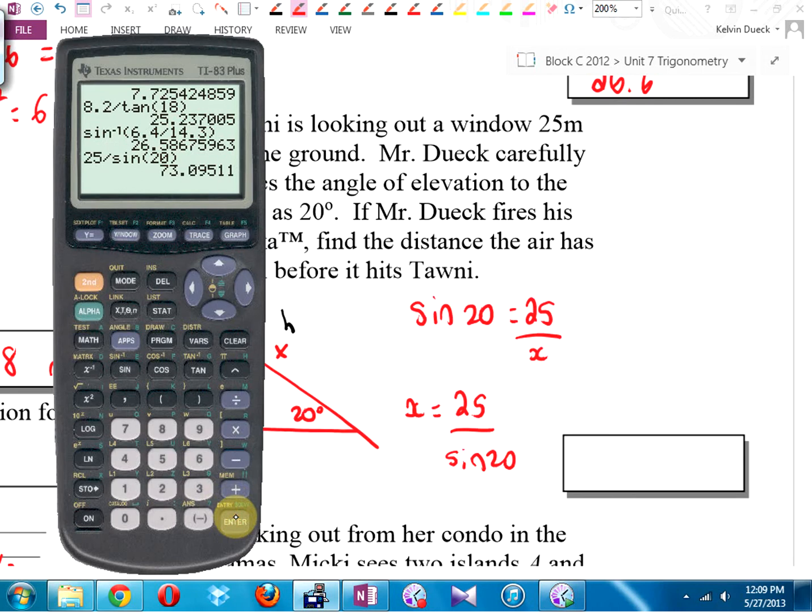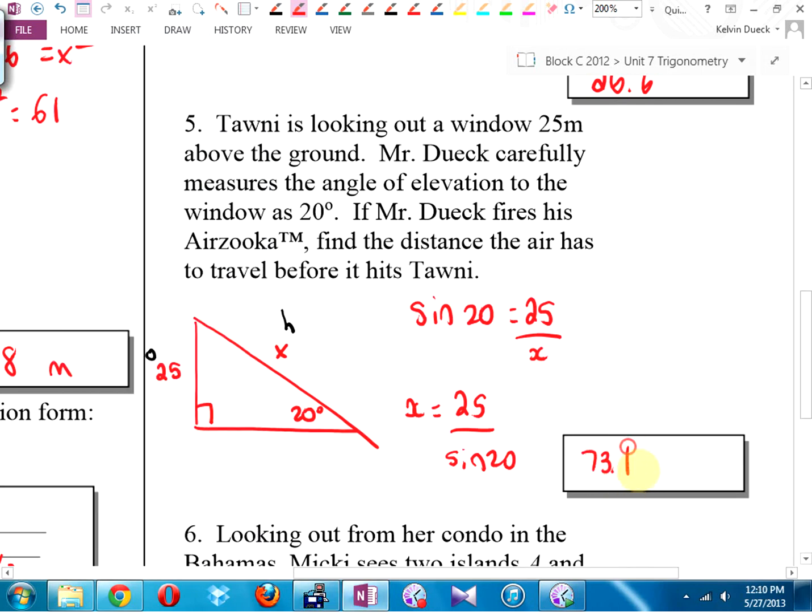And you get 73.1 meters. In terms of part marks, I would change this one up just a little bit.